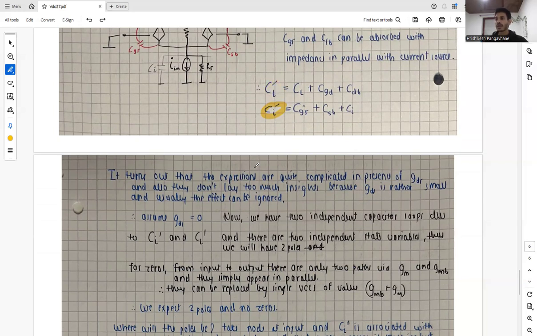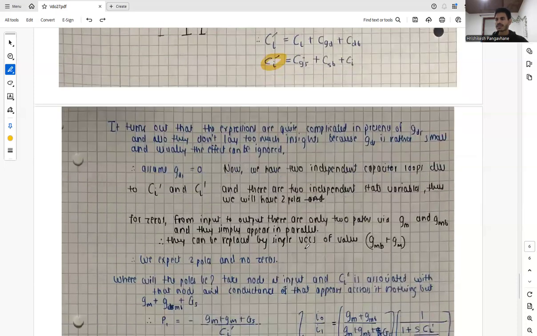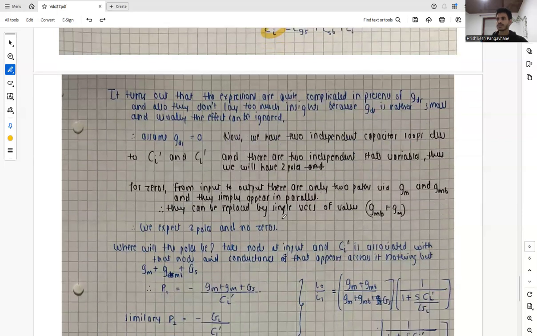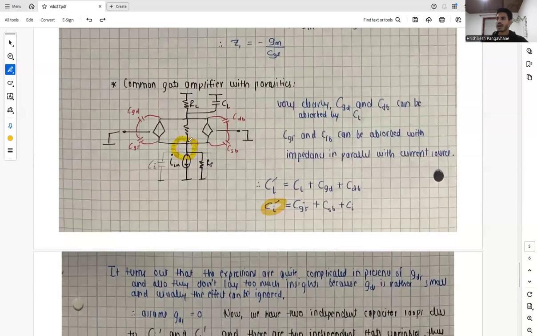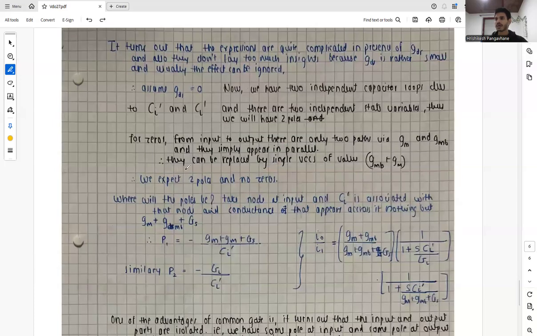And for zeros, from input to output, there are only two paths, via GM and via GMB, and they simply appear in parallel, so they can be clubbed together as a single voltage controlled current source, which is GMB plus GM, and thus we expect two poles and no zeros. So basically the question is, where will the poles be lying? So let's take node 1, and pole 1 will be lying at the value of conductances associated with this node divided by the capacitances associated with this node.